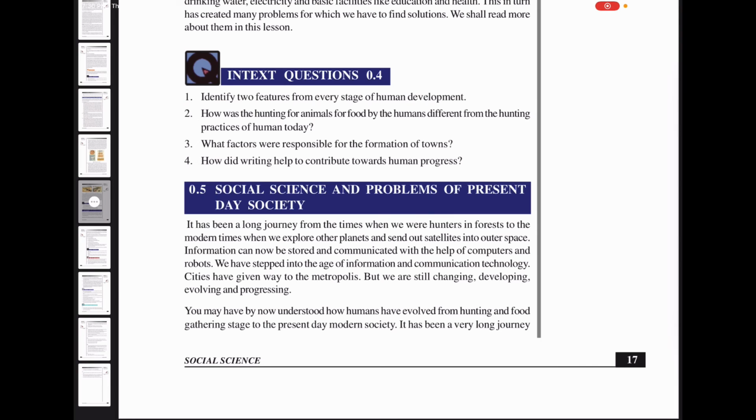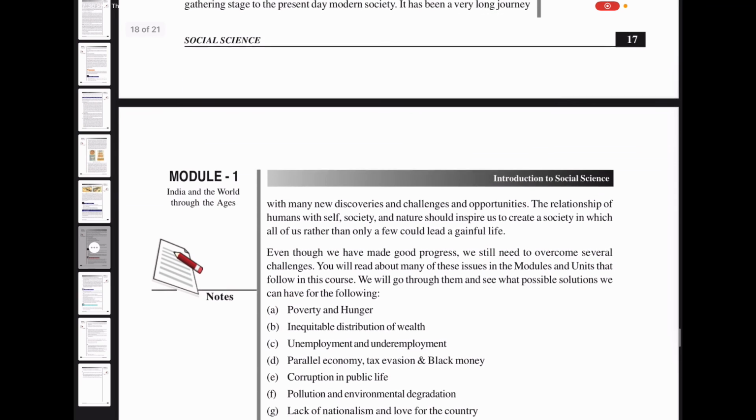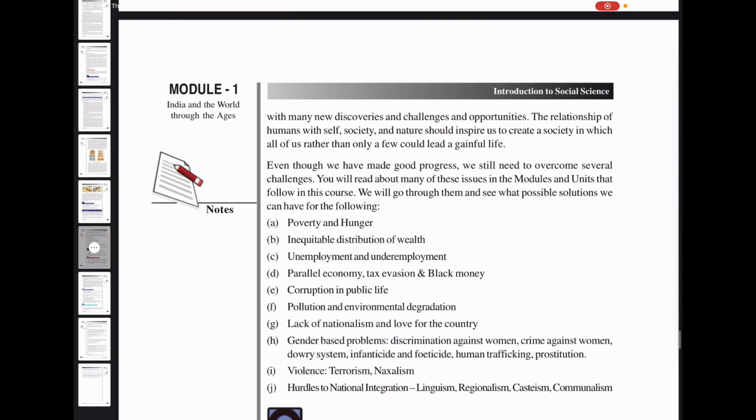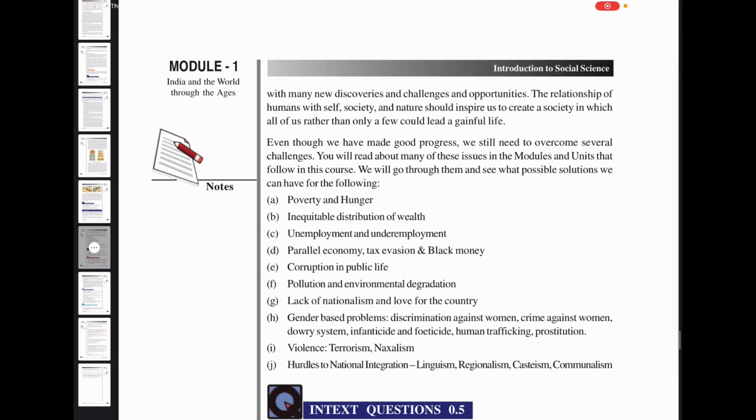You may have by now understood how humans have evolved from hunting and food gathering stage to the present day modern society. It has been a very long journey with many new discoveries and challenges and opportunities. The relationship of humans with self, society, and nature should inspire us to create a society in which all of us, rather than only a few selected, could lead a gainful life. Even though we have made good progress, we still need to overcome several challenges.